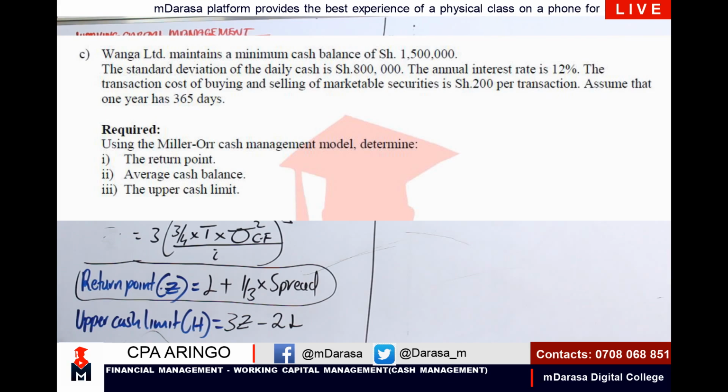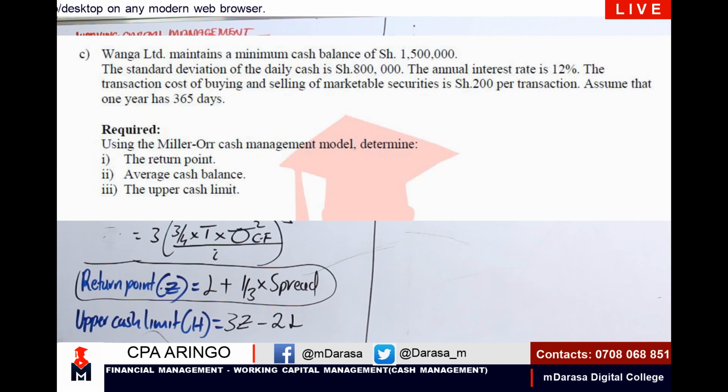So in that case, we are told that Wanga Limited maintains a minimum cash balance of 1.5 million. The standard deviation of the daily cash is 800,000. The annual interest rate is 12%. The transaction cost of buying and selling of marketable security is 200. Then I'm also told to assume that 1 year has 365 days.